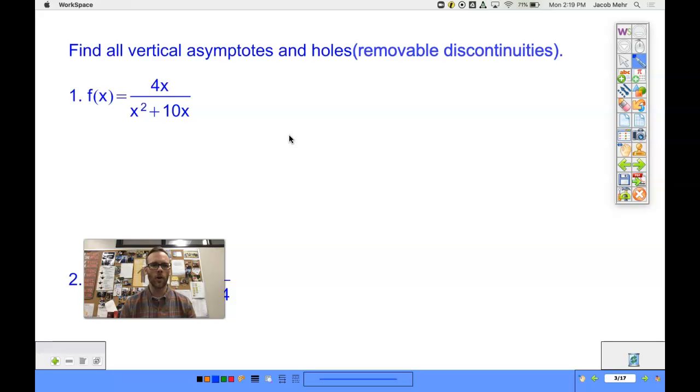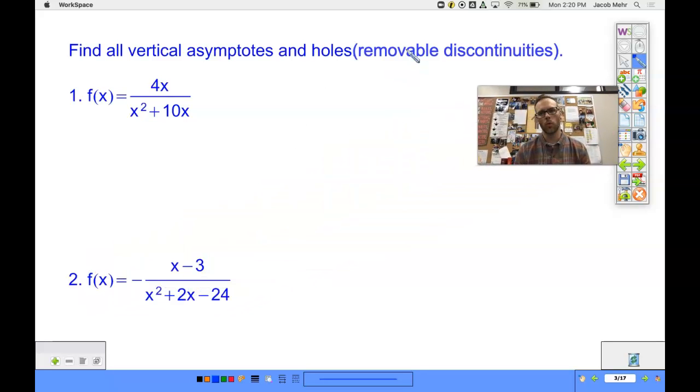So let's find all the vertical asymptotes and holes, or removable discontinuities, of these functions. The first thing we want to do is factor them.